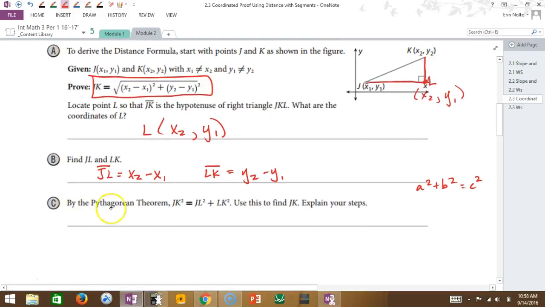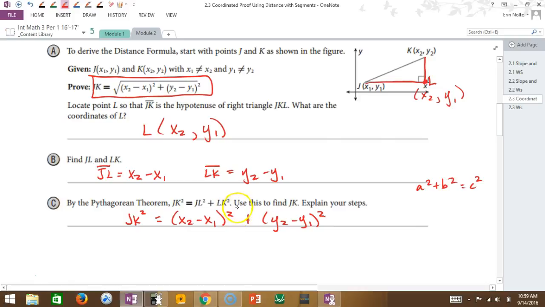Okay, which is where this is going to be derived from. Alright, so basically, what we're going to do is we're going to set this up. So let's start with JK squared. So JK squared, that's what we're looking for. We don't know that value yet. Okay, that's going to be equal to JL. So we just found JL and it's squared. So x2 minus x1 squared plus LK squared. So LK we found was y2 minus y1, excuse me, I said that wrong.